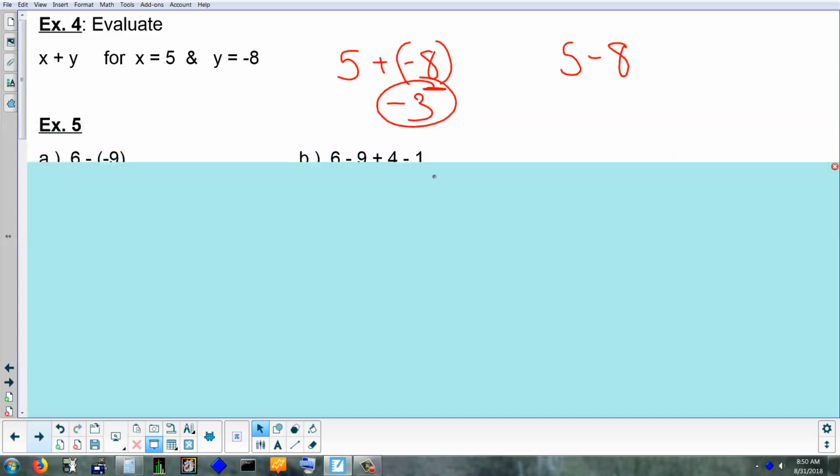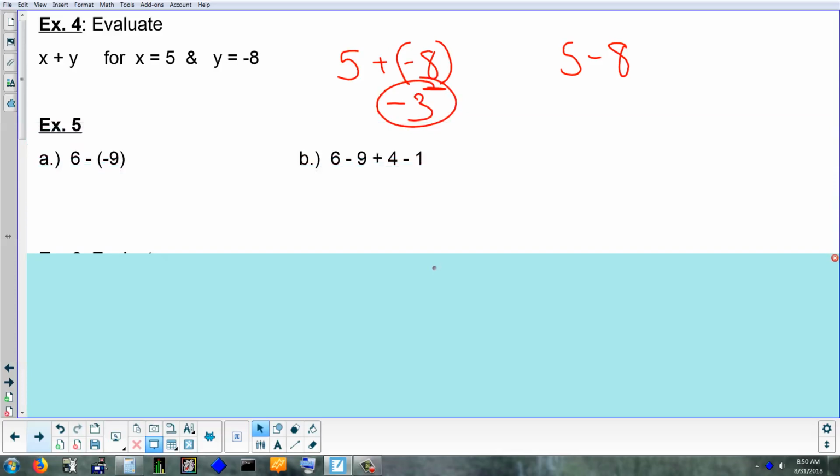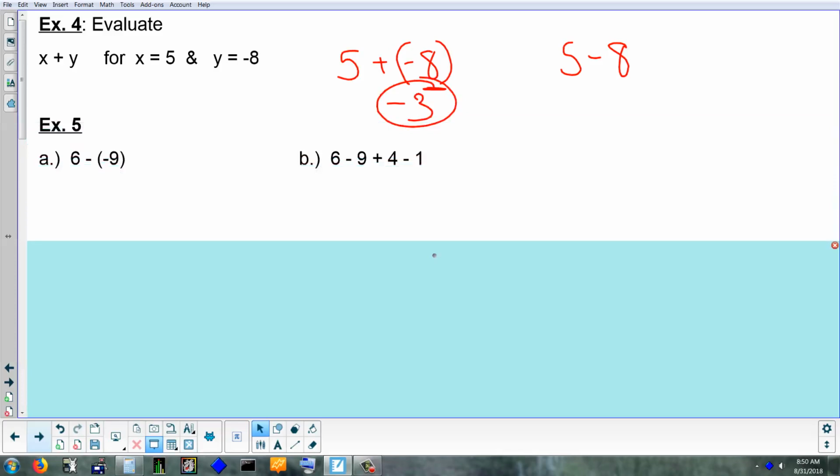Example 5. So now we got a bunch. We'll do A first. So now, a little tricky here. What do we see here that we haven't seen yet in the example we did before, like example 4, and also the A, B, and C we did for example 3? What do we see here that's different?